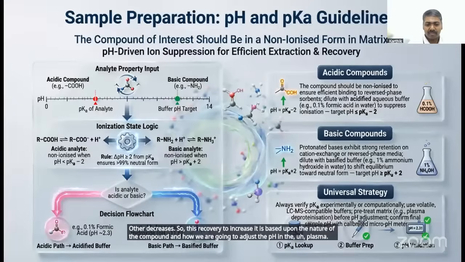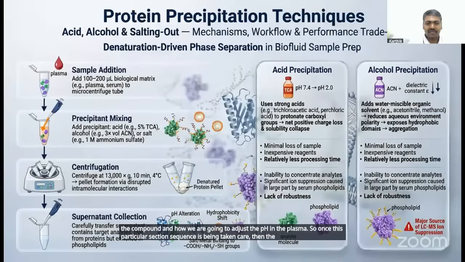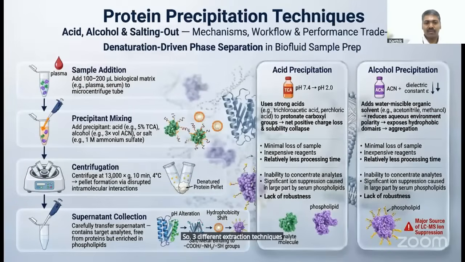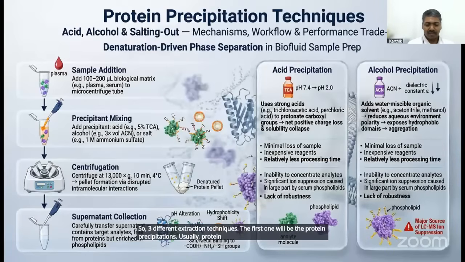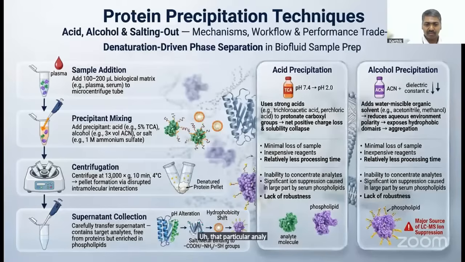Once these sections are taken care of, then we come to the extraction techniques, of which there are 3 different ones. The first one is protein precipitation. Usually, if the protein binding for a particular drug is more than 95 or 98 percent, there is a high chance that the analyte can be extracted through protein precipitation.